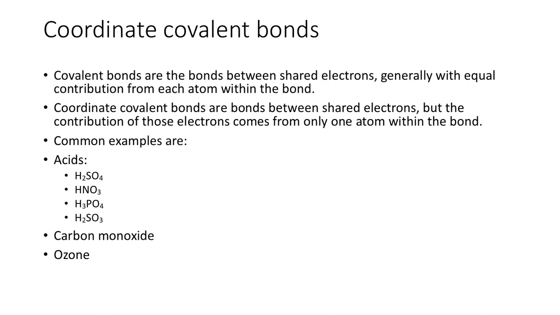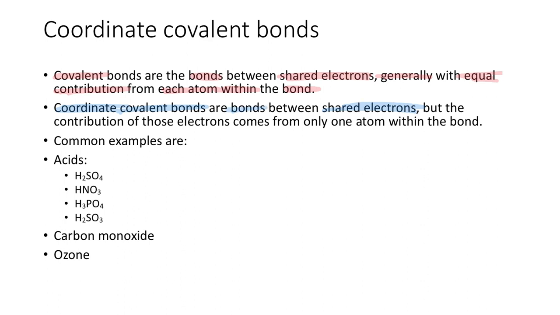So what are these? Let's have a look. Covalent bonds, so these are the normal ones that we've learned about, are the bonds between shared electrons, generally with equal contribution from each atom within the bond. Effectively, if you've got a double bond, 2 electrons come from one atom and another 2 electrons come from another. Or if you've got a single bond, you've got 1 electron coming from one atom and 1 electron coming from another.